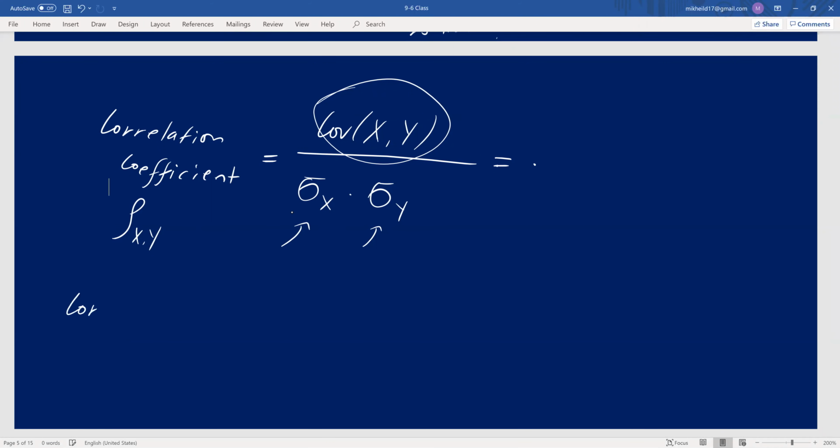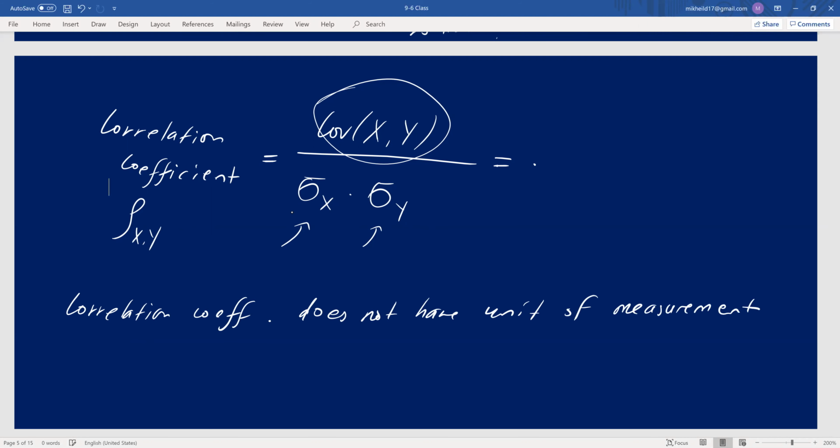The correlation coefficient does not have a unit of measurement. And it is in the interval from -1 to 1.